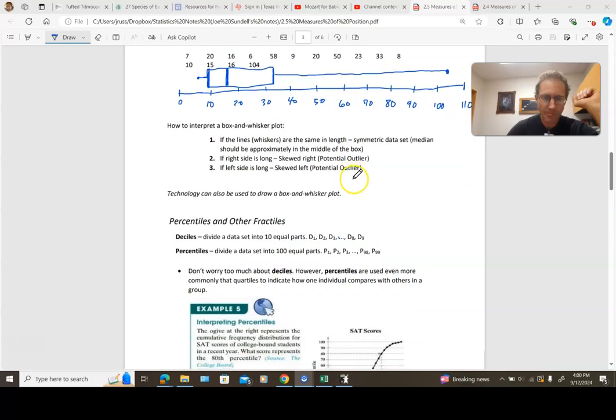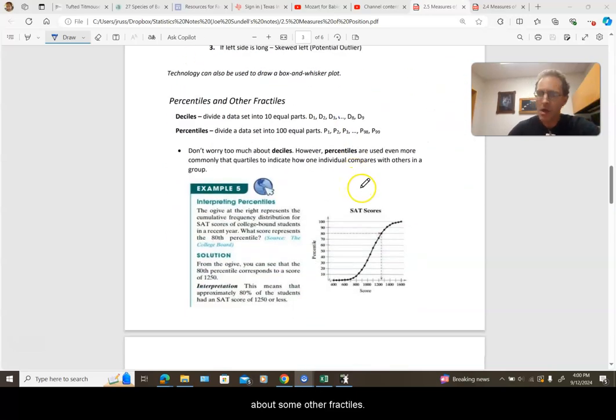Alright, so now we're going to talk about some other fractiles. Deciles are used, guys, but not all that common. What a decile does is essentially split the data set up into tenths. So it'd be the first decile, the second decile, the third decile. Those would correspond to the 10th percentile, the 20th percentile, the 30th percentile, etc. But we're mainly just going to focus on percentiles.